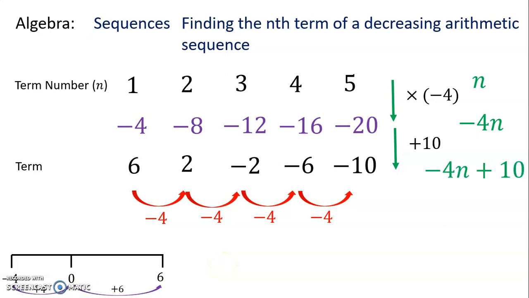And so my nth term is negative 4n add 10. Now, if you wrote that in an exam, that would be full marks and really well done. But just a bit of a sort of a mathsy point, we don't really like to start with a negative if we can help it.